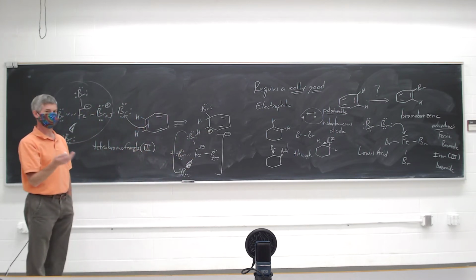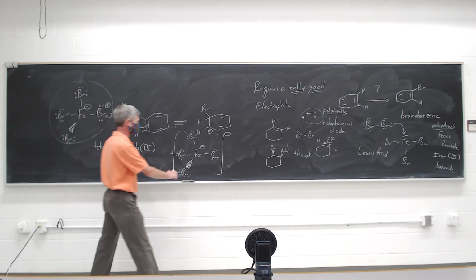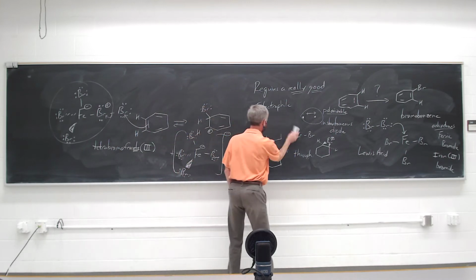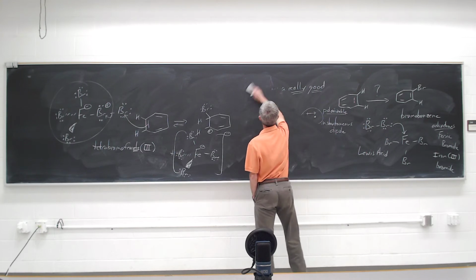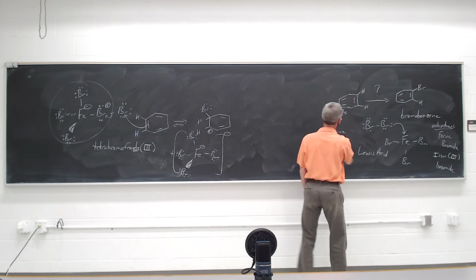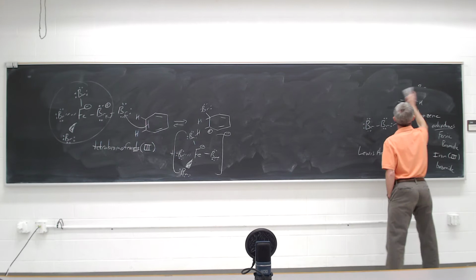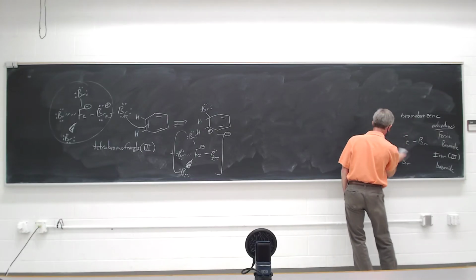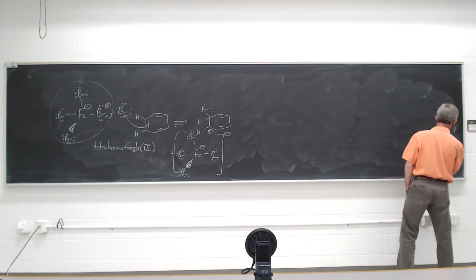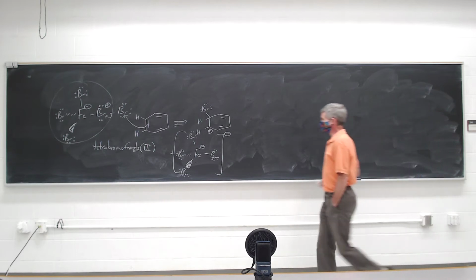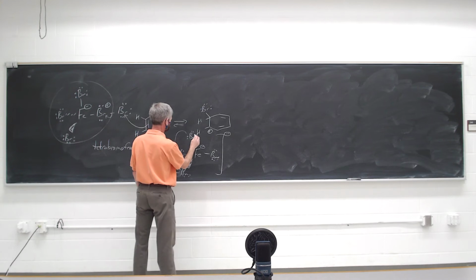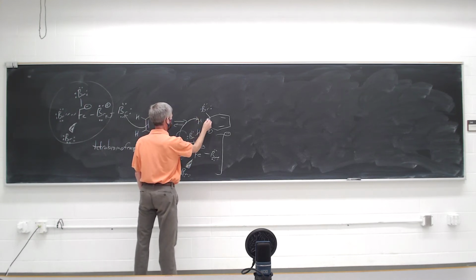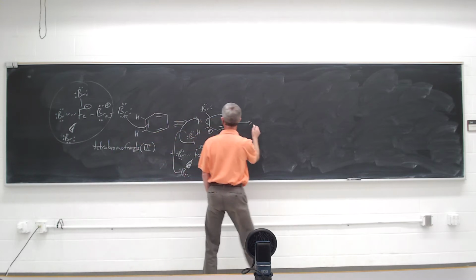So what's the base that takes the hydrogen off? It needs something. What's that? The complex. There's nothing else that's negatively charged or basic in there. So what's going to happen is one of the bromines from the tetrabromoferrate is going to yank that hydrogen off and restore the aromaticity.